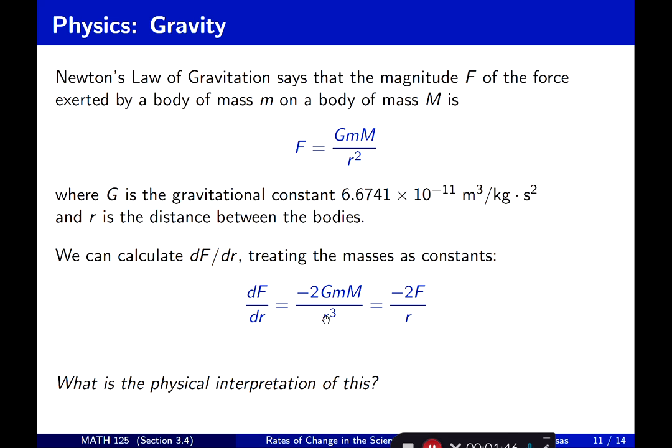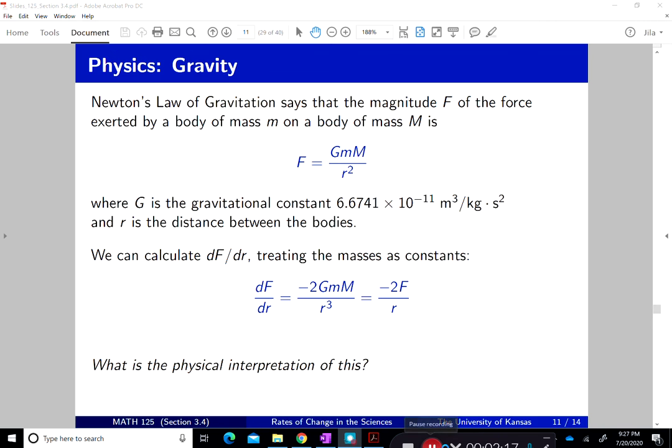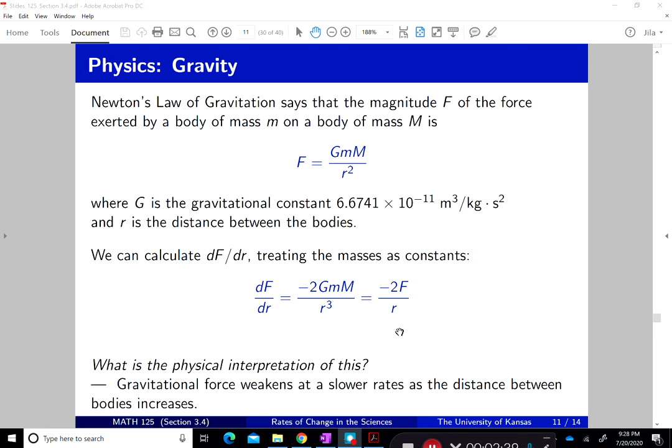But comparing this to what we started with, the difference is that this one is negative 2 times that divided by R. And what is the physical interpretation of this? It means that as distance increases, the gravitational force is decreasing at a lower and lower rate. So the gravitational force weakens at a slower rate as the distance between bodies increases.